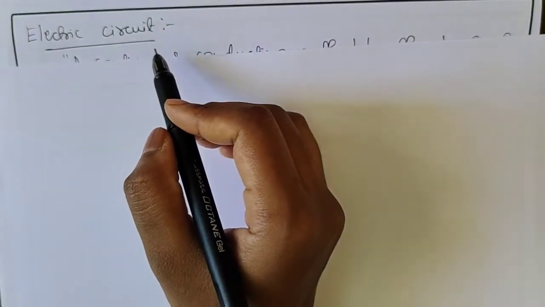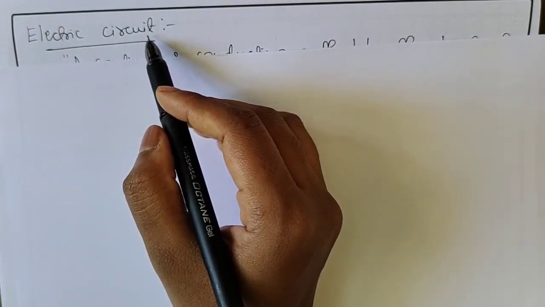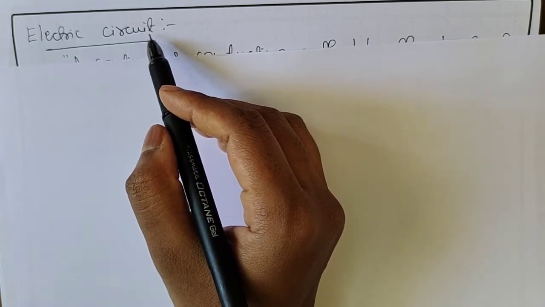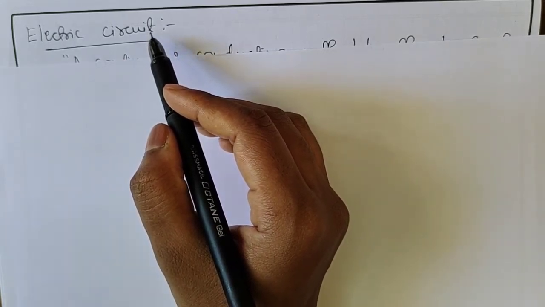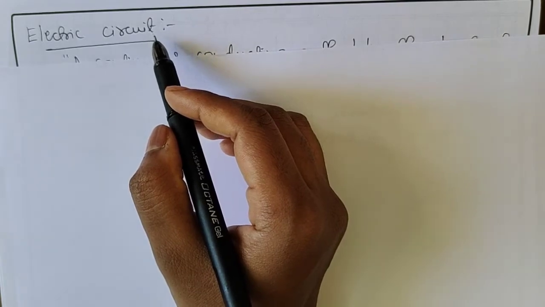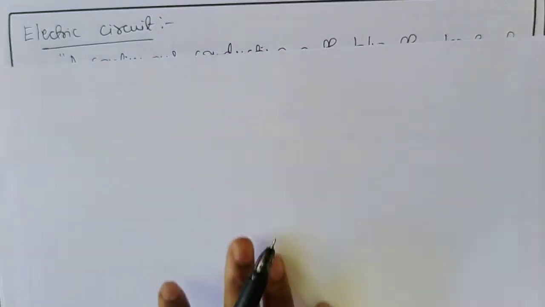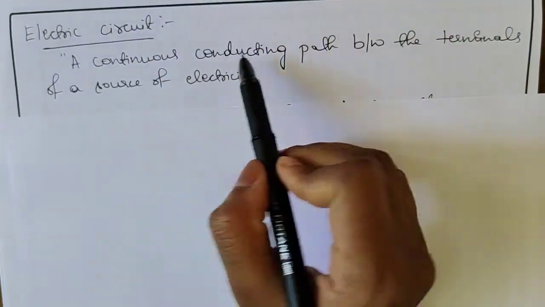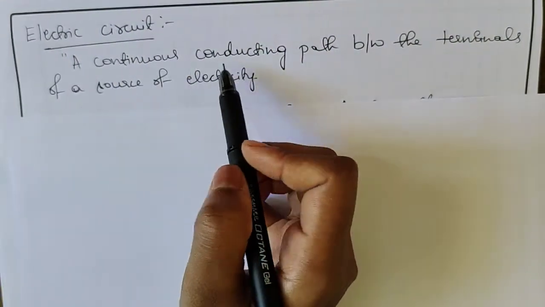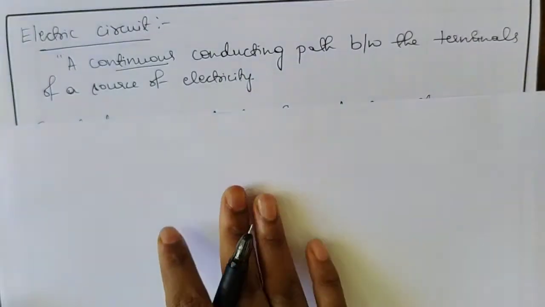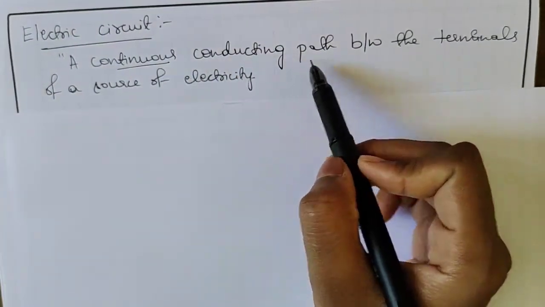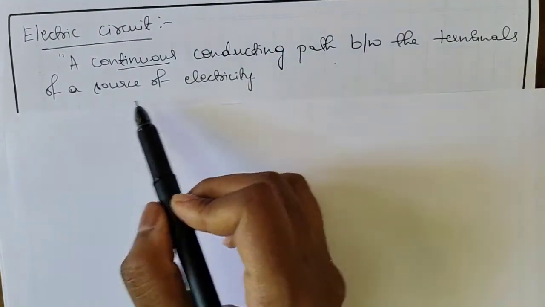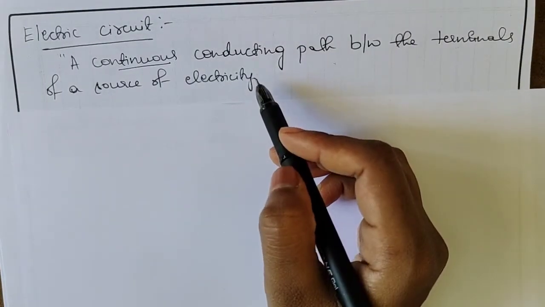So here, how to define electric circuit? In the electric circuit, there is a continuous conducting path between the terminals with respect to electricity, right? So here is the definition of electric circuit. A continuous conducting path. This word is highly important. You need to rewrite the same thing for the definitions. A continuous conducting path between the terminals of a source of electricity is called an electric circuit.